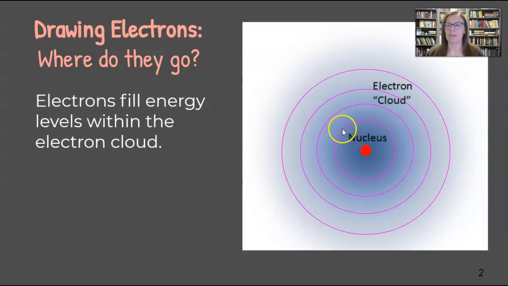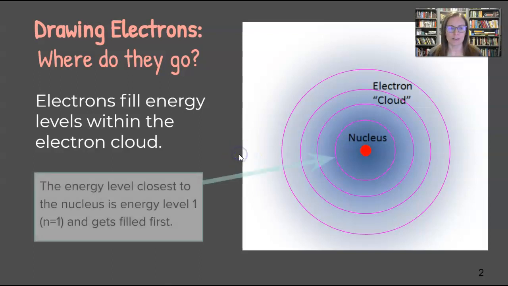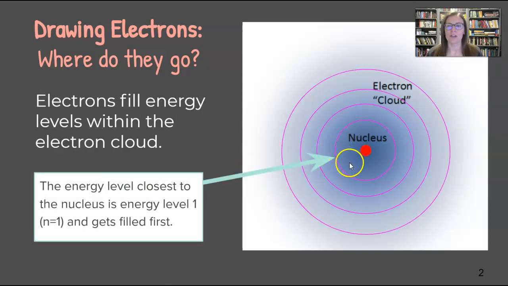All right, so we have these things called energy levels, and that's where the electrons are going to go, but each energy level can hold a specific number of electrons. So the energy level closest to the nucleus is what we're going to fill first, and we label that n equals 1 for energy level 1.